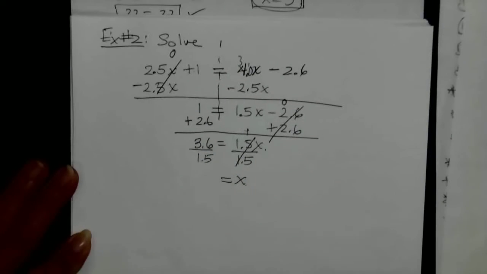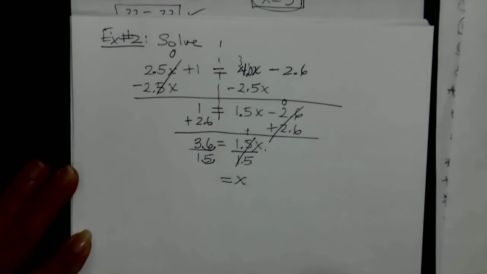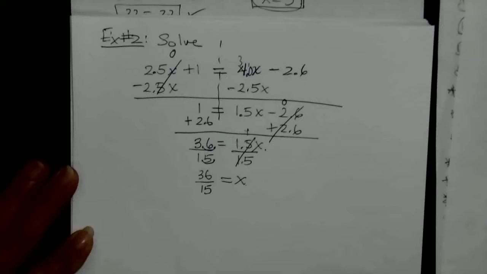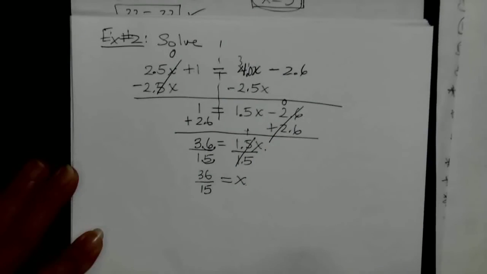And remember, you're not allowed to have decimals in the denominator, so move the decimal over 1. So now it becomes 36 over 15. Now, can I reduce? Yeah. What could go into both 36 and 15? 3. 3 goes into 36 how many times? Over 5.